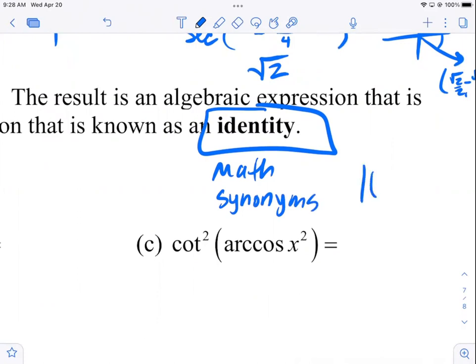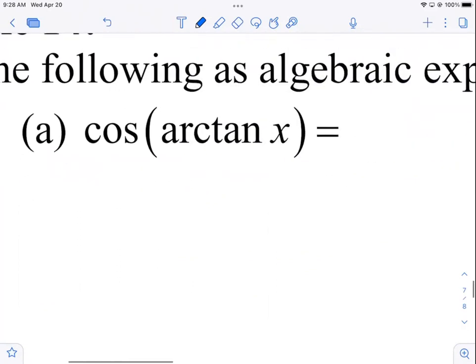Kind of, yeah. The absolute value of x is the exact same thing as the square root of x squared. That's called an identity. We use that quite a bit in calculus. All right, so let's go ahead and start with this.